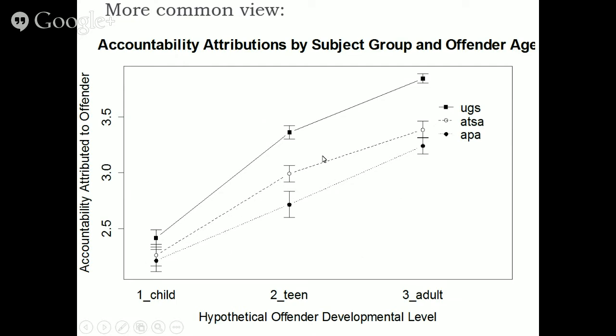We can see that things are mostly parallel here, but not exactly, and that in general there's an upward trend from left to right, that as sex offenders get older, people are more likely to say that they had accountability for their actions.